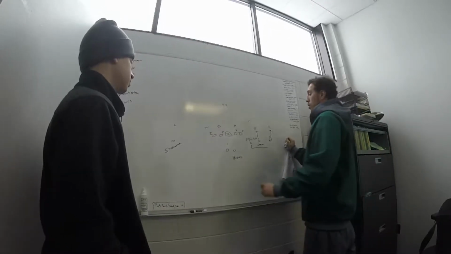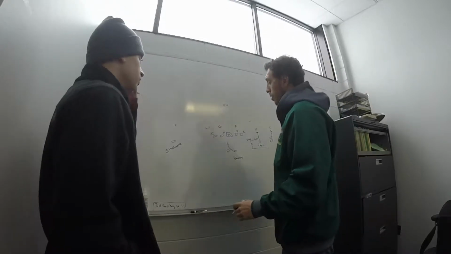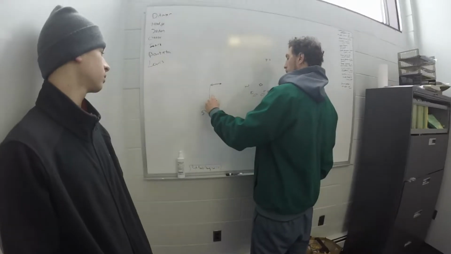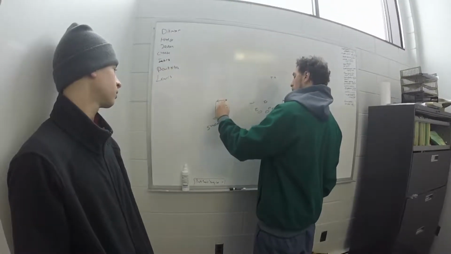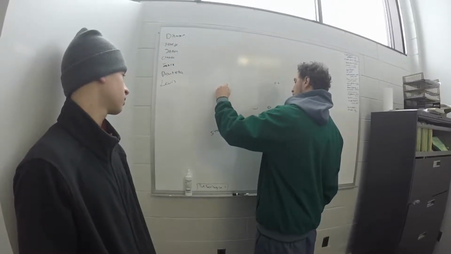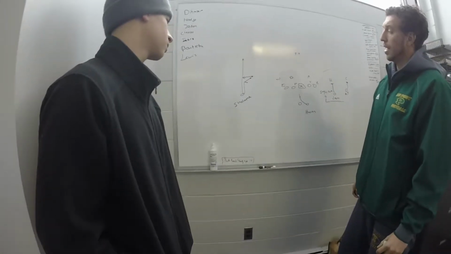So now you have this. Here's where this comes in. These are your isolation routes. You have 4 routes: a slant, a hitch, an in, and a fly.